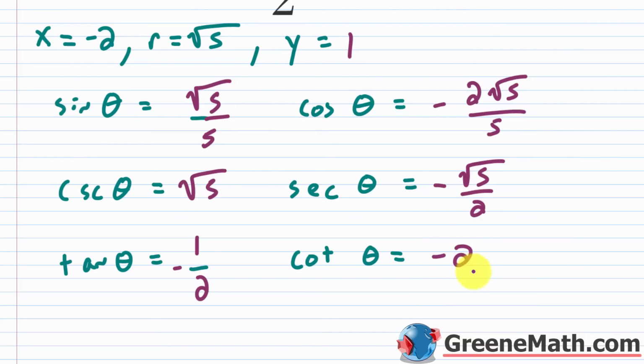So this is negative 2. So the sine of theta is the square root of 5 over 5. The cosine of theta is negative 2 times square root of 5 over 5. The cosecant of theta is the square root of 5. The secant of theta is given to us. It was negative square root of 5 over 2. The tangent of theta is negative 1/2. And the cotangent of theta is negative 2.